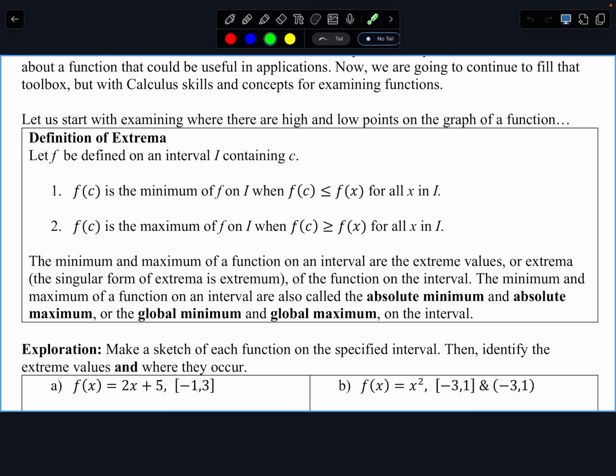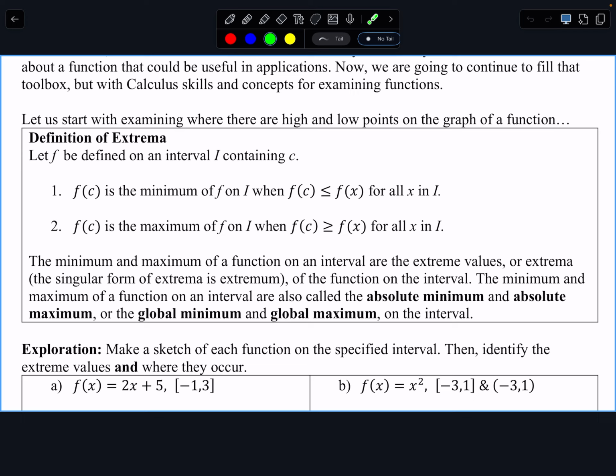So that first statement, f of c is a minimum. A function value, a y value, would be the smallest y value if it's less than or equal to all the other y values of the function on an interval. So it's going to be the least if it's less than all the other ones. And it will be a maximum if the y value, the function value, is greater than or equal to all the other function values. Cool?